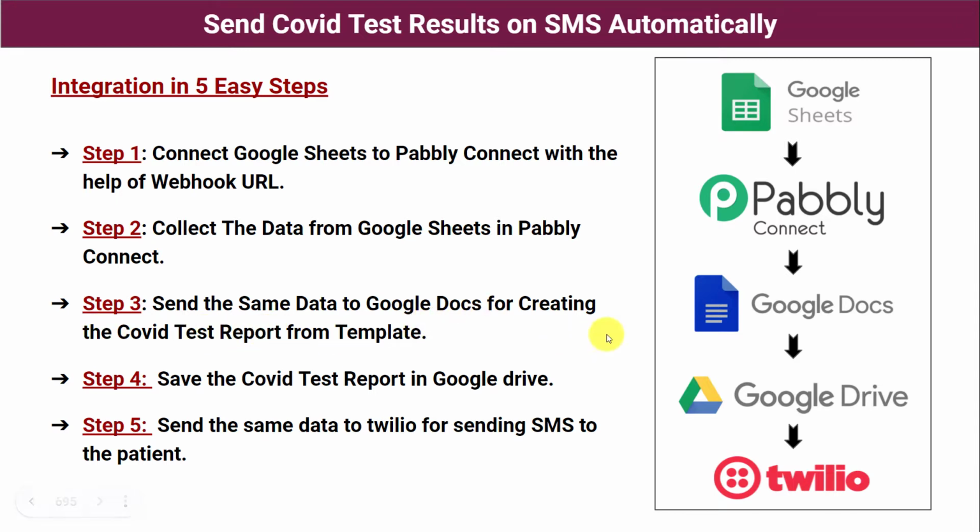Now here, as I told you, I have created a template already in my Google Documents, so Google Docs. So here what we have to do, the data which is collected here in Pabbly Connect, we have to transfer the same data into Google Docs. So with the same information, the report will be generated.